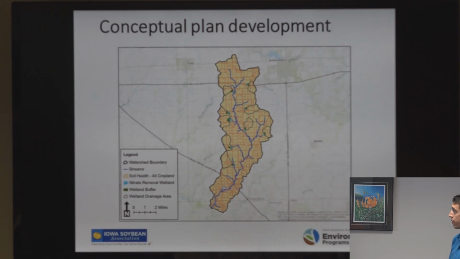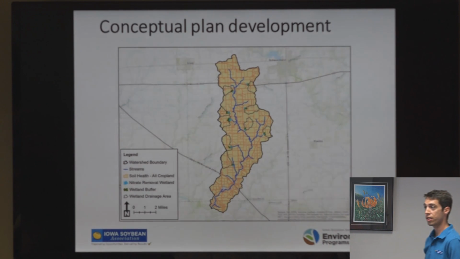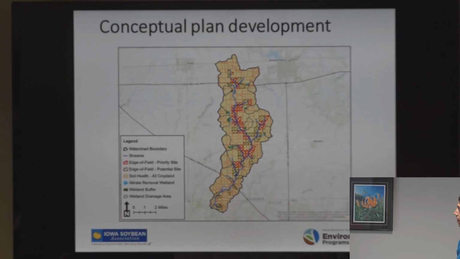So next, wetlands. These small blue dots can be targeted to specific locations in the landscape based on land use and topographic information. And then we next target edge of field practices. Those are saturated buffers and bioreactors. We've identified fields within the Lime Creek watershed, which is in Buchanan County, I should mention, that are suitable or potentially suitable for these types of practices.